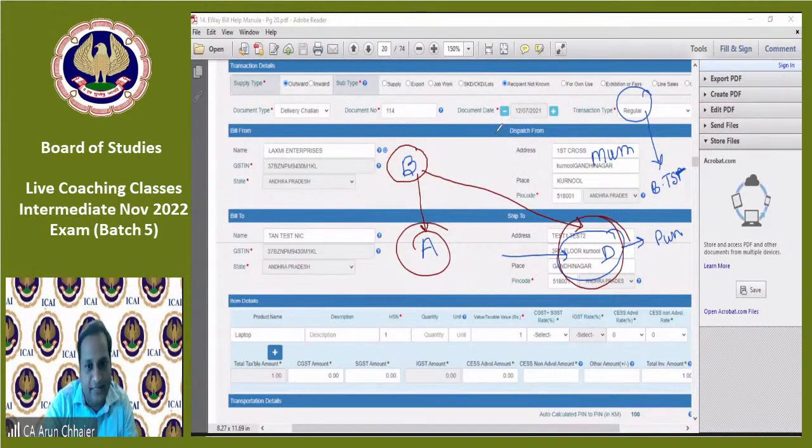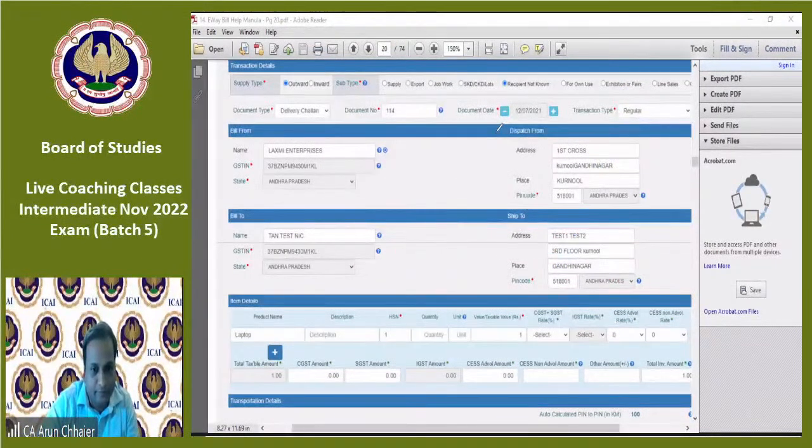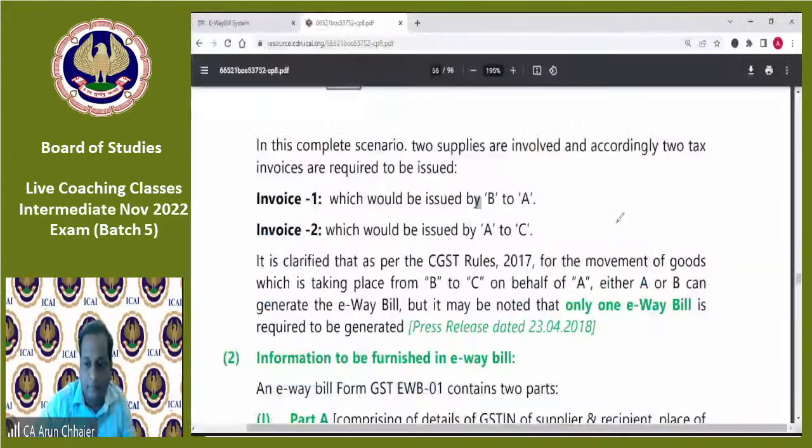Any doubt, kindly ask. I hope it is clear. If you have any doubt, kindly ask. Bill to ship to model is good.